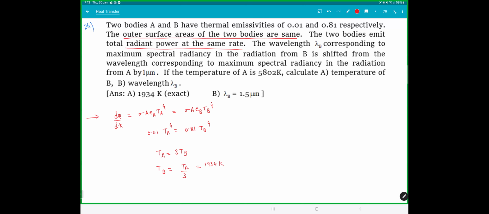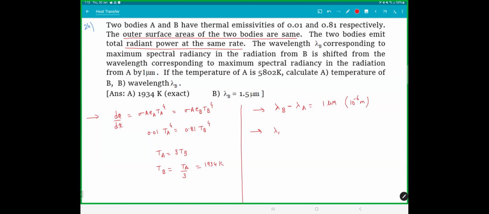Then he's saying the wavelength lambda B corresponding to maximum spectral radiation of B is shifted from the wavelength of A by 1 micrometer. So he's saying the difference between them, whoever is bigger, who is bigger? A is bigger. So lambda B minus lambda A, the difference is 1 micrometer. Micrometer is 10 power minus 6.